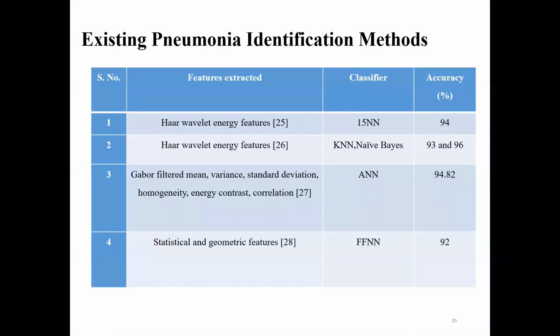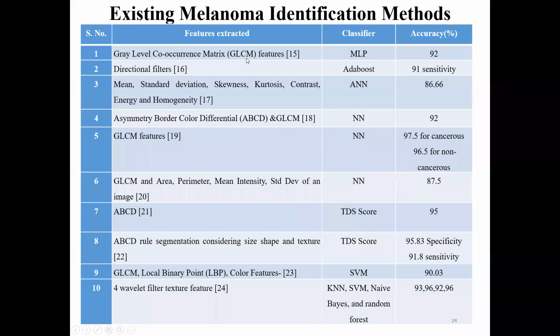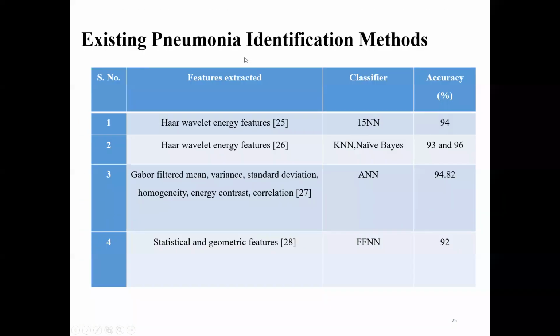None of the methods. Is it possible to have a single classifier for identifying all the three diseases with good accuracy? That is the question. Can I achieve good accuracy with a single classifier for all the three, like pneumonia, melanoma, and glaucoma? For all the three, can I have a single classifier that gives a good accuracy?